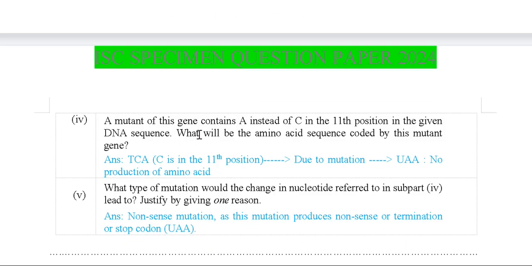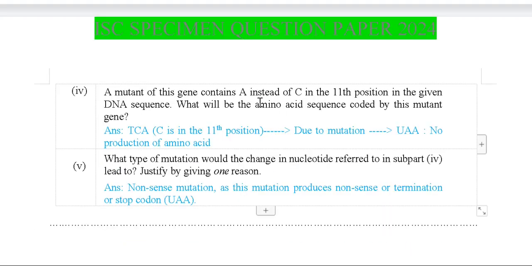So what they told is that the gene contains A instead of C. Actually C was there, but now it is A. They are talking about the 11th position, so that means a mutation happens. That is also called a point mutation, because one particular nucleotide base pair, one particular nitrogenous base, is replaced by another. So that happens in the 11th position.